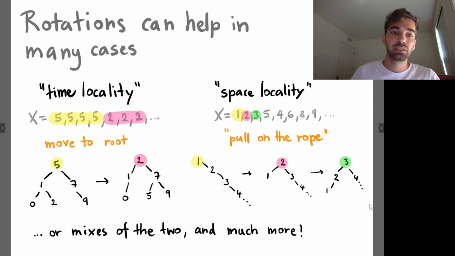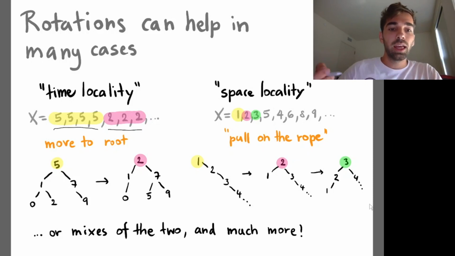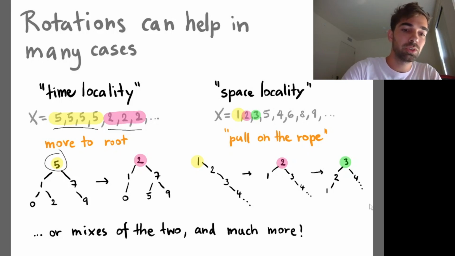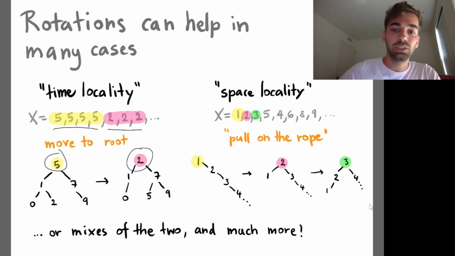Rotations can help in many cases, and there are different kinds of structure that you might expect from the input sequence. One is time locality, where the exact same query is repeated many times in quick succession. For example, you could have the sequence 5, 5, 5, 5, 2, 2, 2, and in that kind of case, you might want to move the key that is being queried to the root. So first you would move key 5 to the root, and then you would move key 2 to the root.